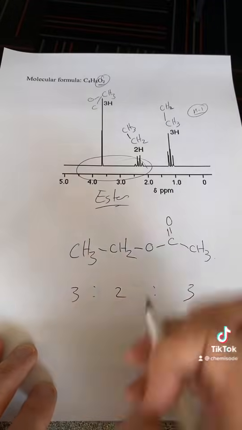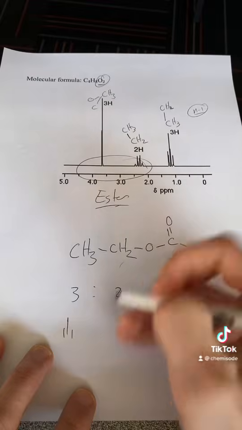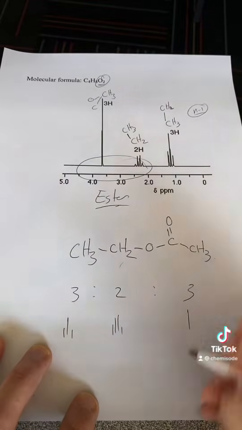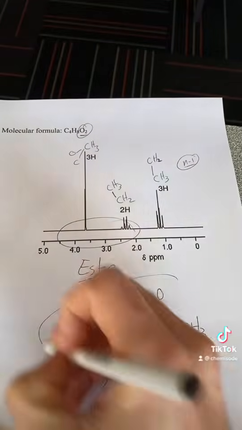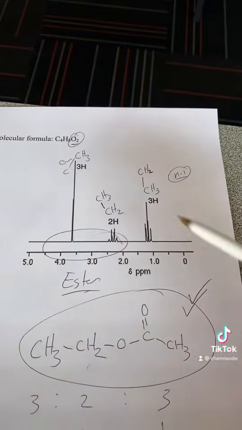This guy here should be split into a triplet because he's next to a CH2. This guy here should be split into a quartet because he's next to a CH3. And this guy here should be there by himself. This guy fits the bill, so therefore that is our molecule based on the analysis of this spectrum.